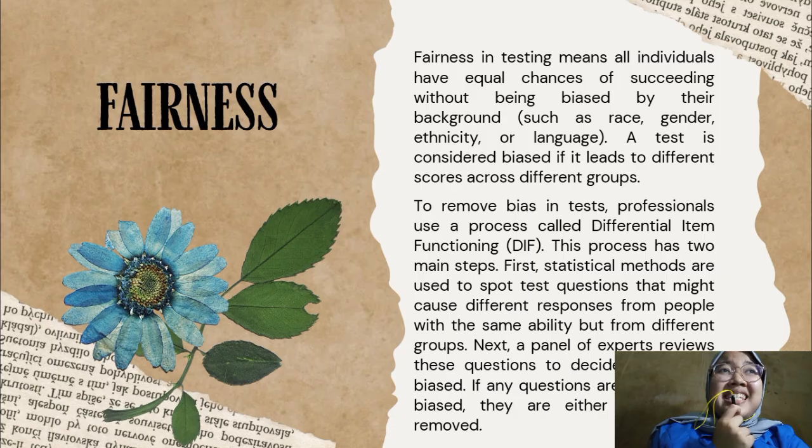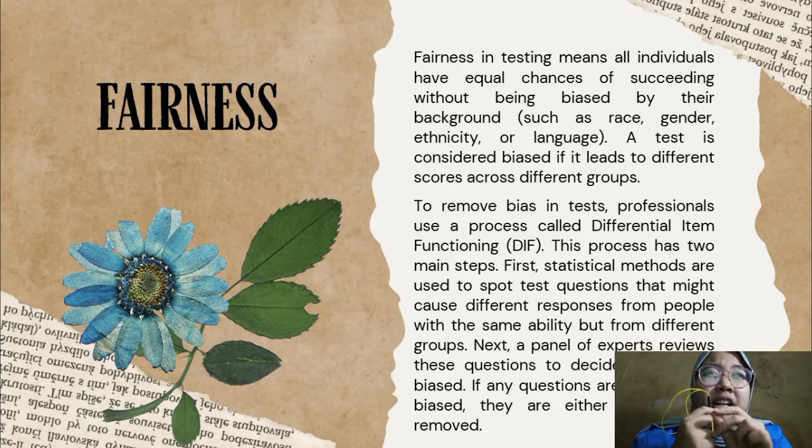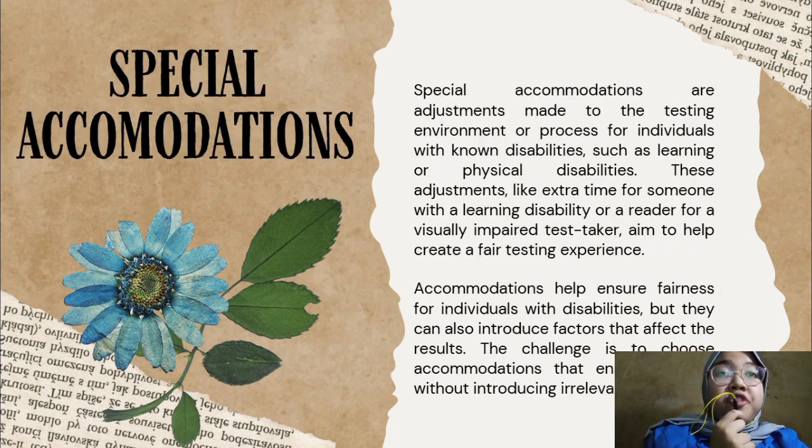To remove bias in tests, professionals use a process called differential item functioning or DIF. This process has two main steps. First step is statistical method, used to spot test questions that might cause different responses from people with the same ability but from different groups. Next is a panel of experts reviews these questions to decide if they are biased. If any questions are found to be biased, they are either changed or removed.